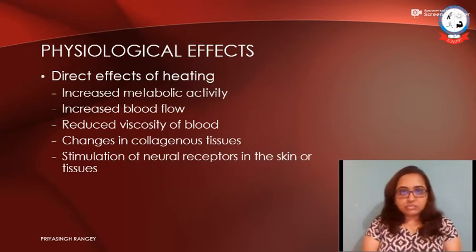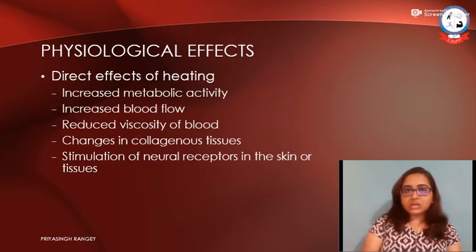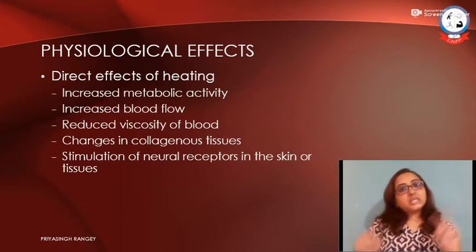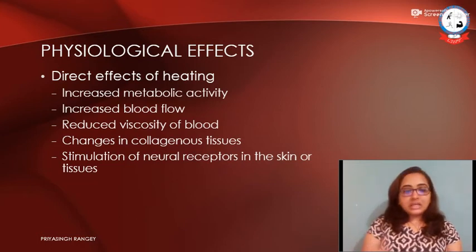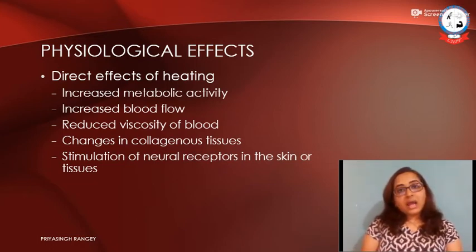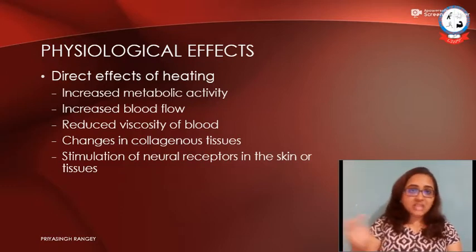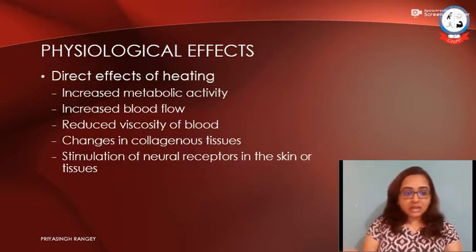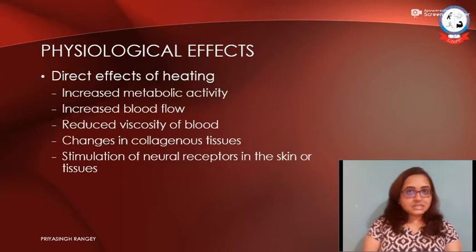That is a direct effect of heat. The second mechanism is that because of an increased metabolic activity, there is going to be an increase in the production of metabolites or waste products because of the metabolism. This accumulation of waste products leads to activation of the capillary and the arterial walls. Now, because of this activation of capillary and arterial walls, there is dilatation of these walls, hence increasing the blood supply. That is the second mechanism.